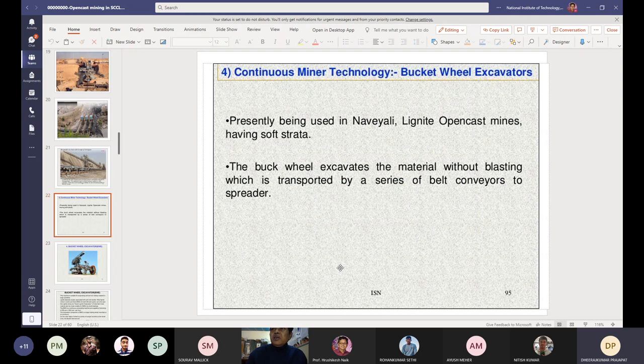So that is all about the in-pit crushing technology. There is another technology used in open cast mines, called continuous miner technology. Bucket wheel excavators are used in open cast mines to mine the deposit continuously. That is why it is called continuous miner technology. Nowadays this method is used in Neyveli Lignite Corporation, where bucket wheel excavators are presently being used.